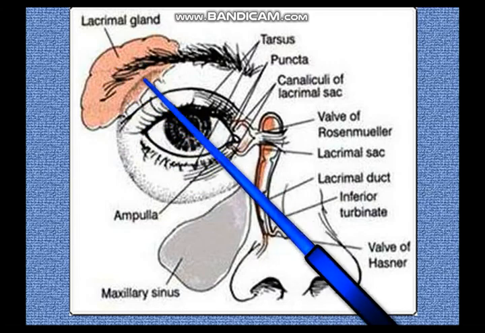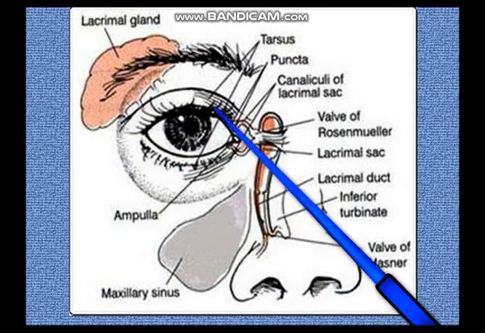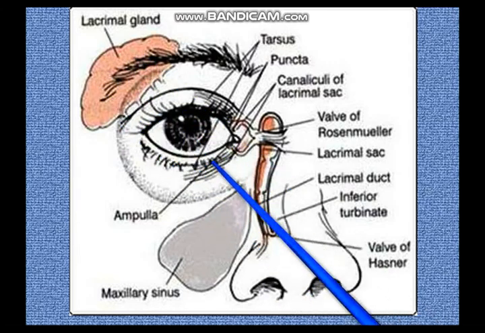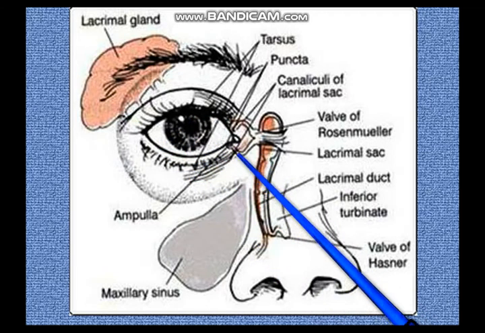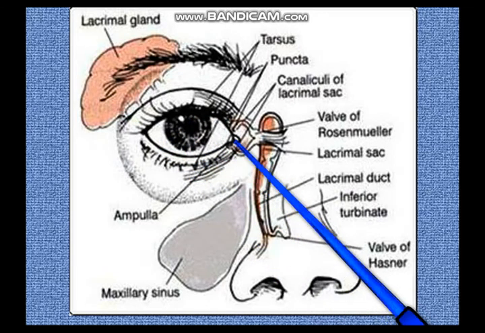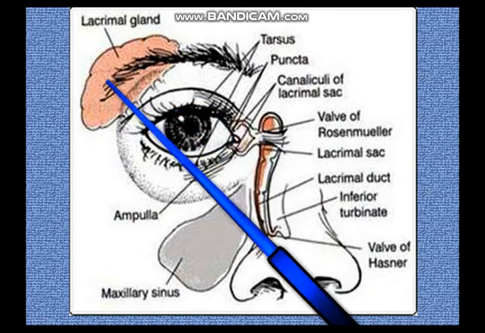And because the outermost and most superficial layer is the oily layer from the tarsal glands, it will help to contain the evaporation of the tears and steady the tear film. Anyway, let's go back to the lacrimal gland.